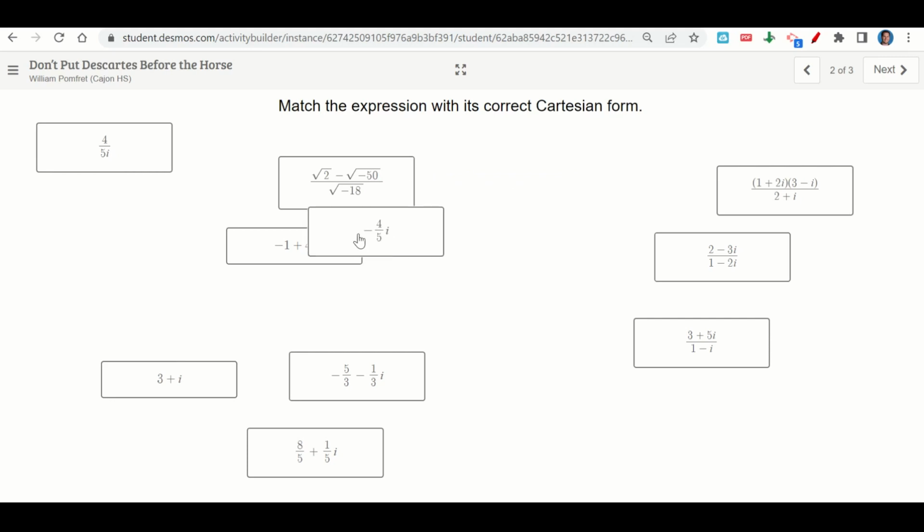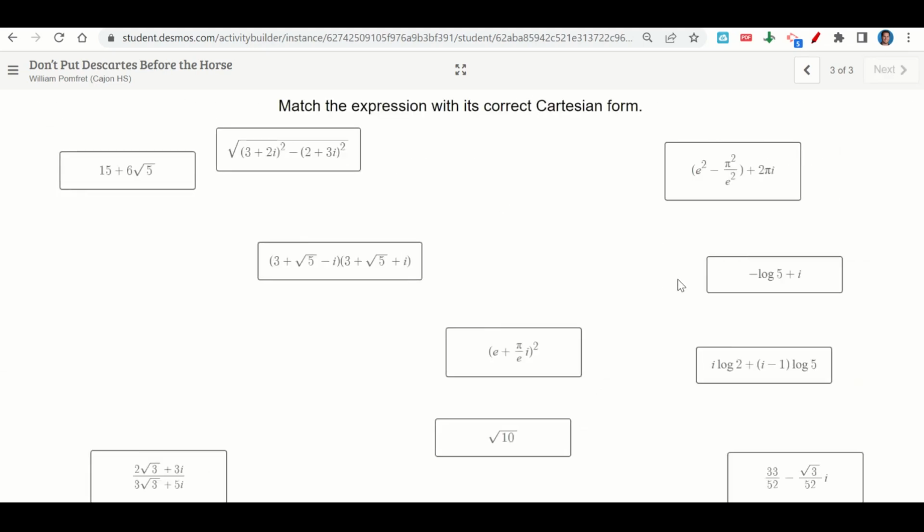So we're going to go ahead and grab it and drag it over and connect them. We drag it until we see the little blue halo around it, and then we release. Now those two cards are together. We're going to do that for each of these, and then click Next and do it again on this page. We're just going to match up the Cartesian form with its original form, and we'll do that for each of the questions.